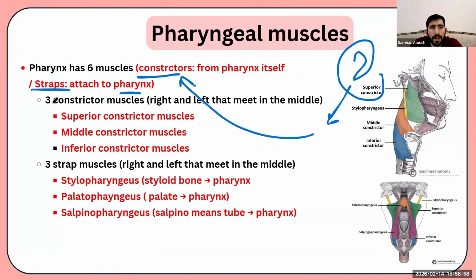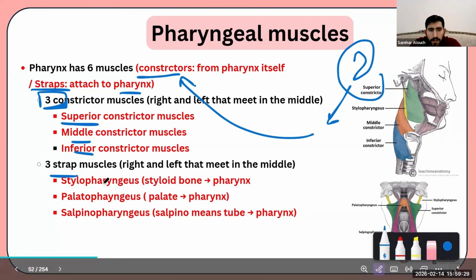So first we have three constrictor muscles. Okay, these are the intrinsic muscles of the pharynx. They are the superior, middle, and inferior constrictor muscles. Easy, right? Intrinsic muscles are easy in name. Superior, middle, and inferior constrictor. Now we have three extrinsic or strap muscles. Since they are extrinsic, they originate from outside and then attach to the pharynx. So the name is going to be two names: the name of the origin, then the name of the attachment.